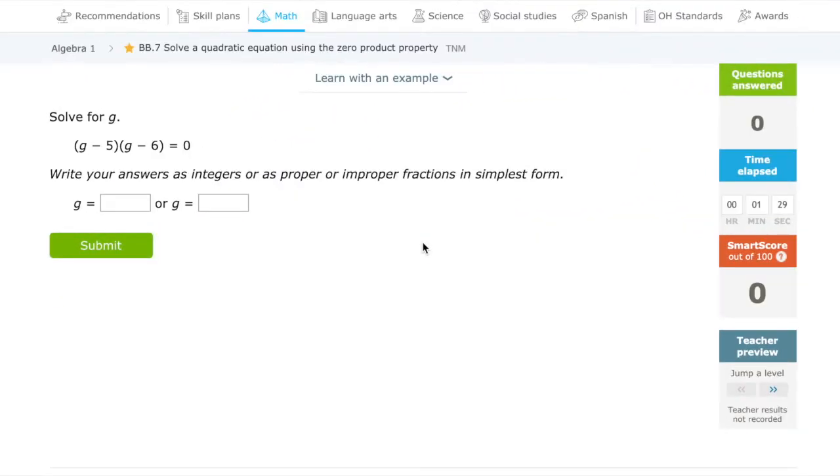Alright, for this video we're going to go through solving quadratics. This is for Algebra 1, and for IXL's BB.7 and 8 specifically.